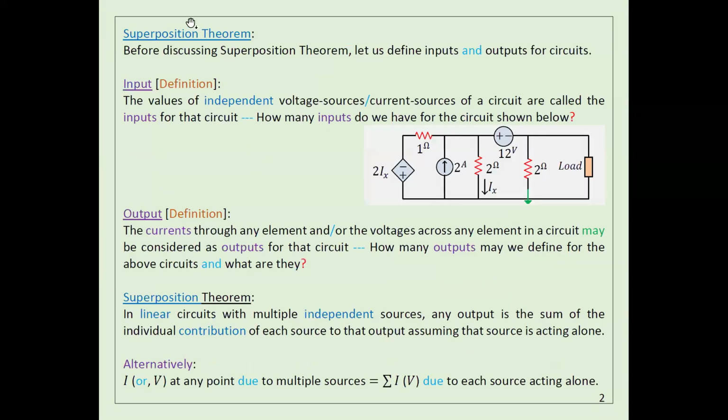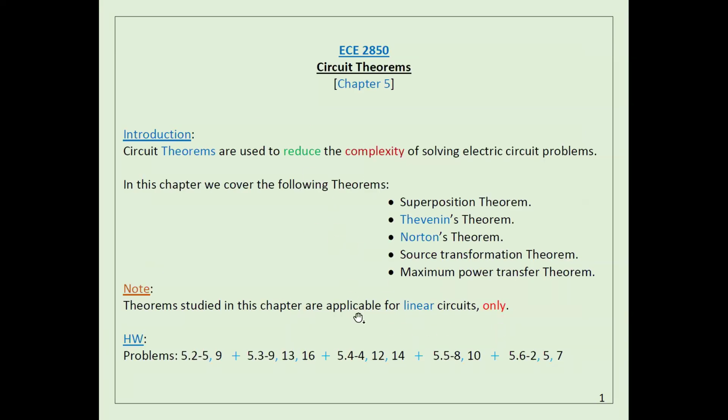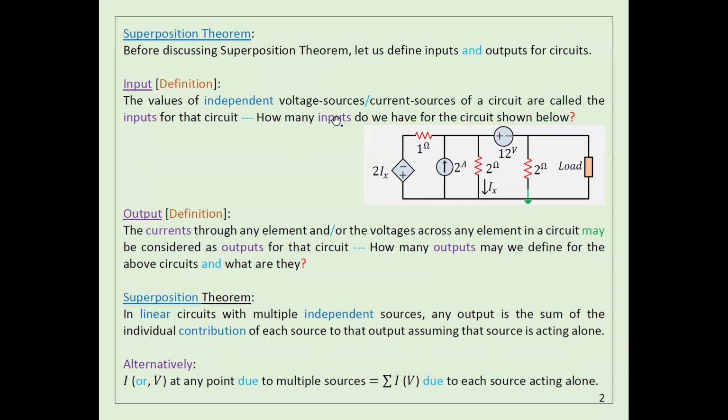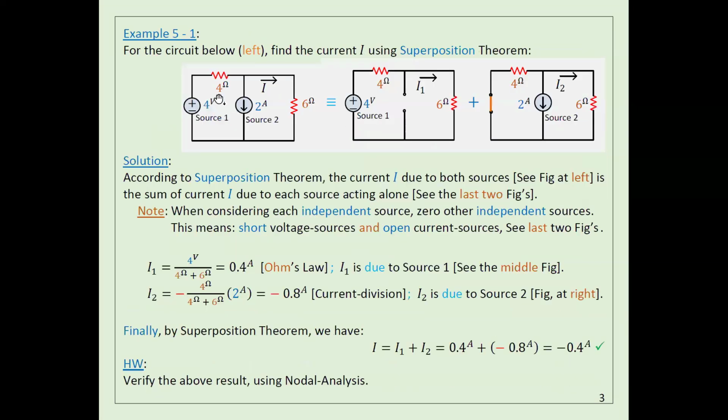The first theorem I explained here, we call it superposition. Superposition is used only in case of linear circuits. What I'm saying is, if you have multiple independent sources, we don't do that for dependent sources. For independent sources, instead you can use chapter 4, or any method I explained in chapter 2, to calculate the current here, but it may be too complex. Maybe you need to get the equations and solve them. This one may be easier.